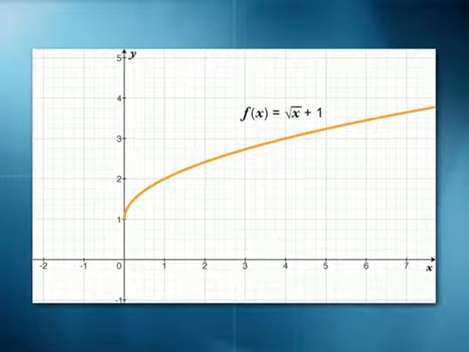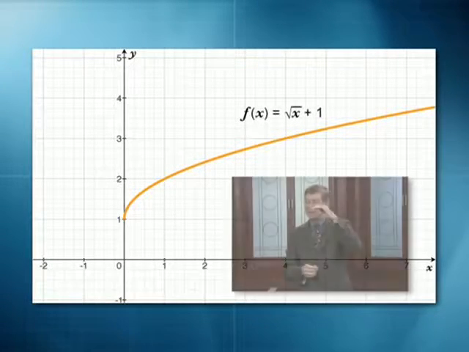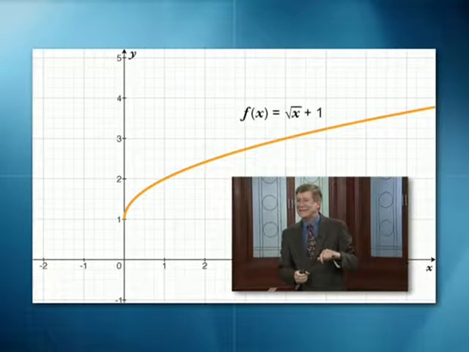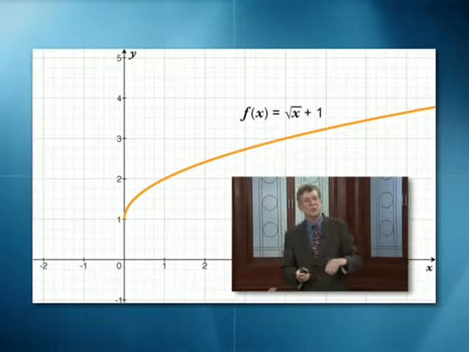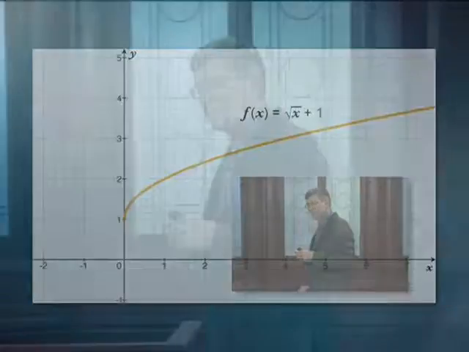Here's the graph of that function we just analyzed, square root of x plus 1. It's the square root function bumped up 1 unit. And notice that it passes the horizontal line test, doesn't it? Horizontal lines only hit it once.